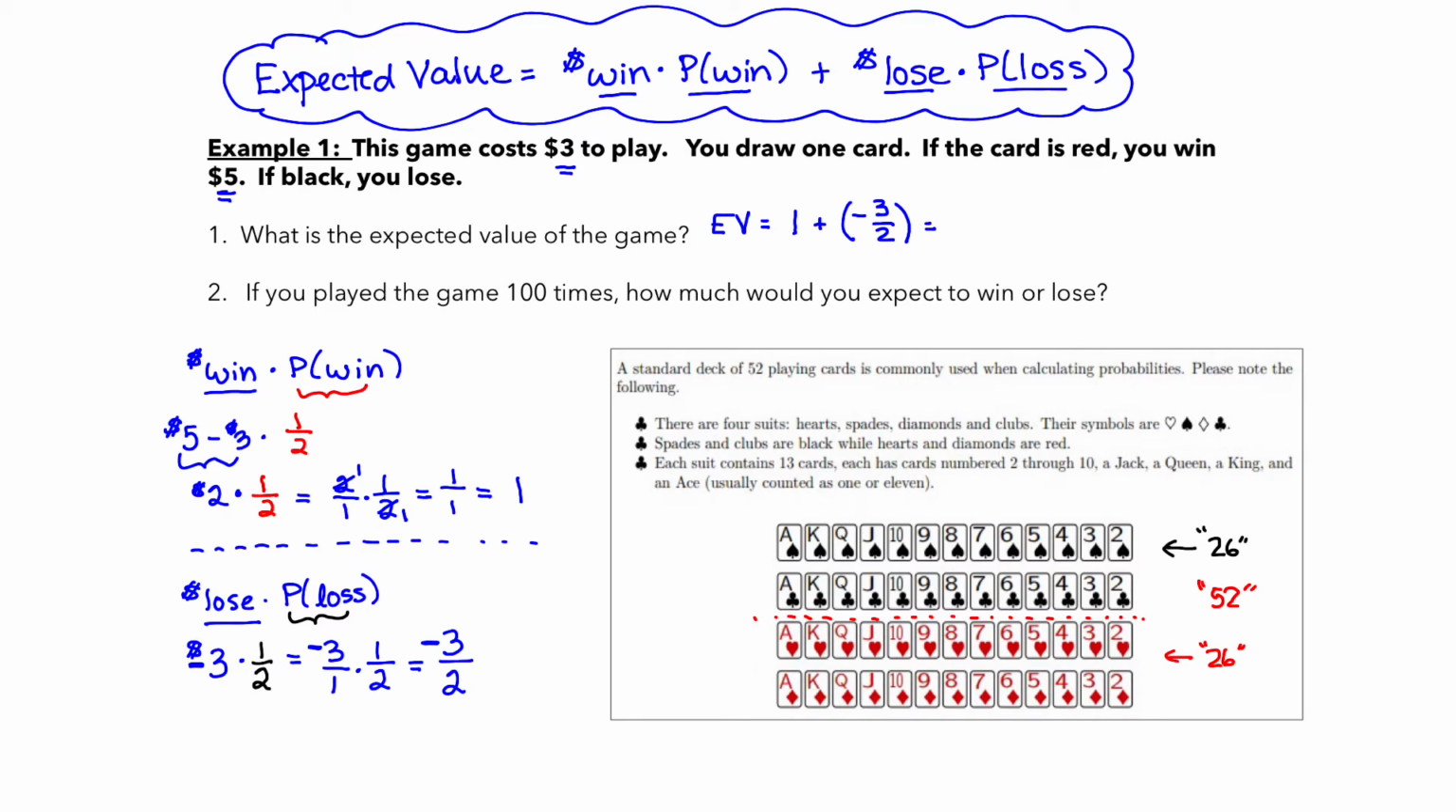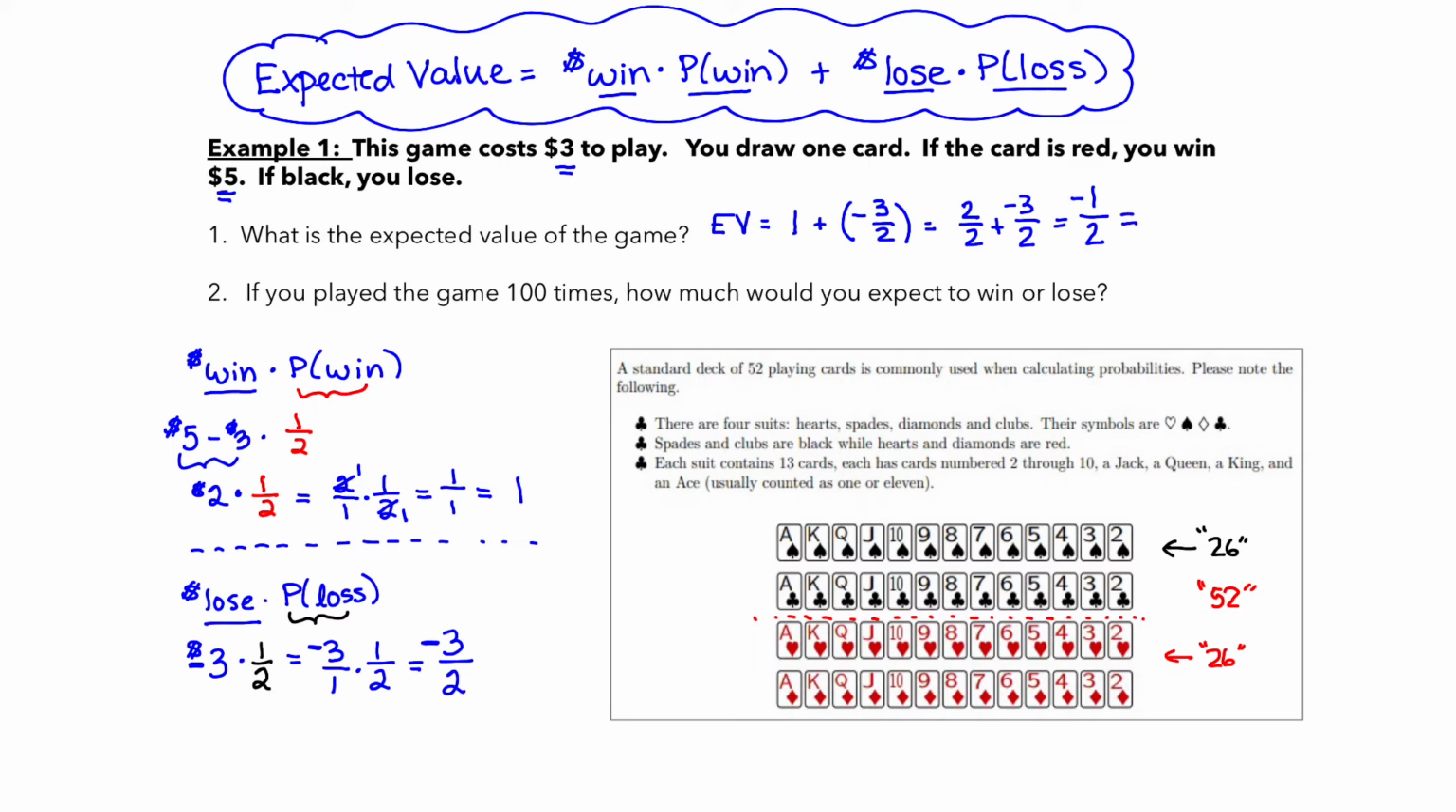And you can either convert -3/2 to a decimal, or if you're like me and you like working with fractions, I'm going to convert 1 into 2/2 to get a common denominator. And I'm then going to take 2/2 plus -3/2 and add the numerators, keeping the denominator the same. 2 plus -3 is the same as 2 minus 3, which is -1.